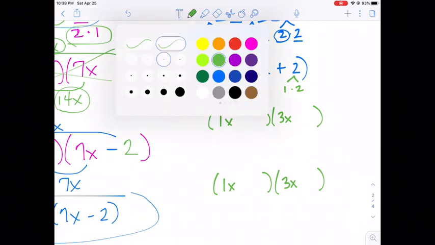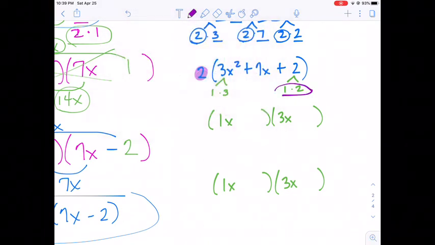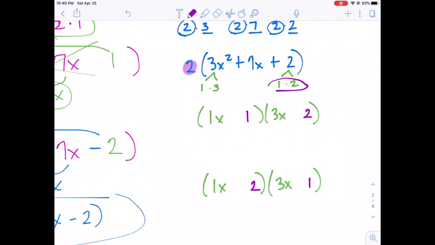I can now take this 1 times 2. I can put the 1 in the first and the 2 in the second parentheses, or I could put the 2 in the first parentheses and the 1 in the second. But don't forget to bring down that 2 outside the parentheses. It has to tag along. So I'm going to check.